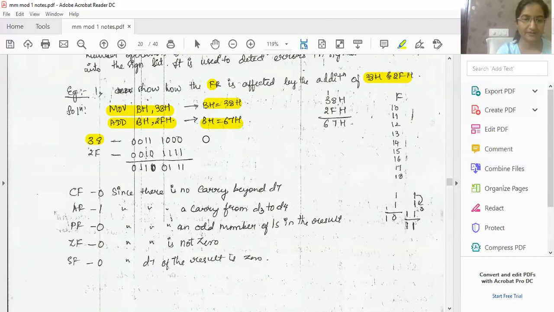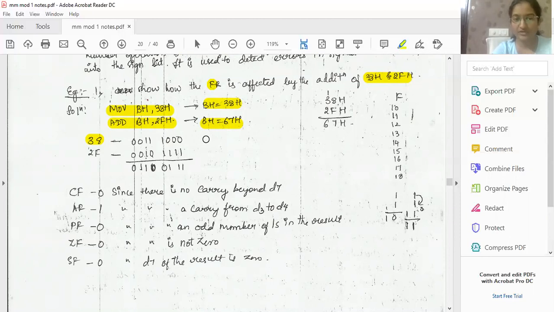As you add here, 0 plus 1 will be 1, 1 plus 0 will be 1, 1 plus 1 will be 0 with 1 carry. So observe here there is a carry from D3 to D4. Then 1 carry and 1 plus 1 will be 0 and 1 carry. 1, 1, 1 will be 1 with 1 carry. Then that 1 will be here and this will be 0. You can make out from D3 to D4 there was 1 carry. From D7 there is no carry out.